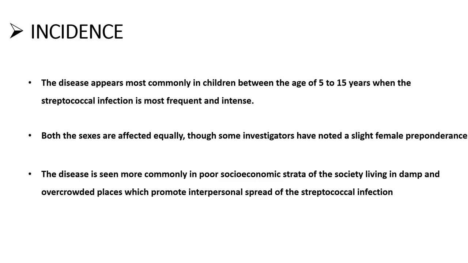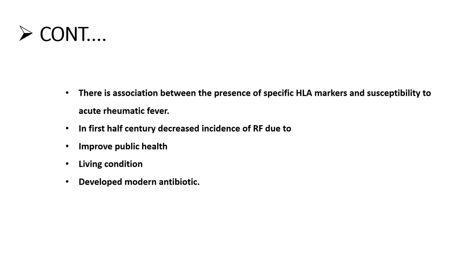The disease is seen more commonly in poor socio-economic status of the society, living in damp and overcrowded places, which promote interpersonal spread of the streptococcal infection. There is an association between the presence of specific HLA marker and susceptibility to acute rheumatic fever. In the first half of the century, the incidence of rheumatic fever decreased due to improved public health, living conditions, and development of modern antibiotics.